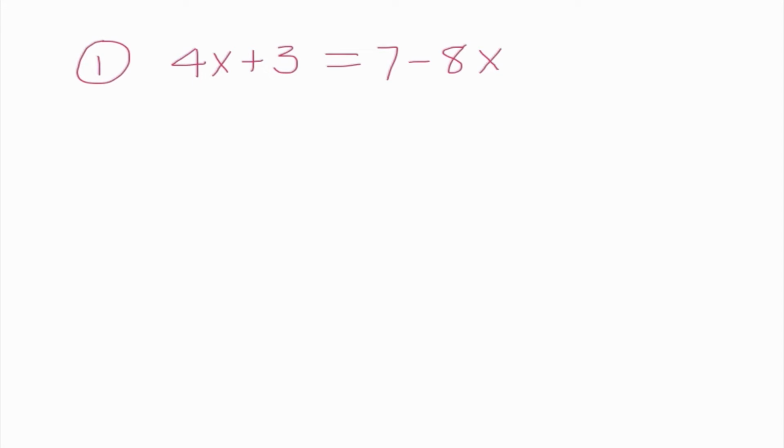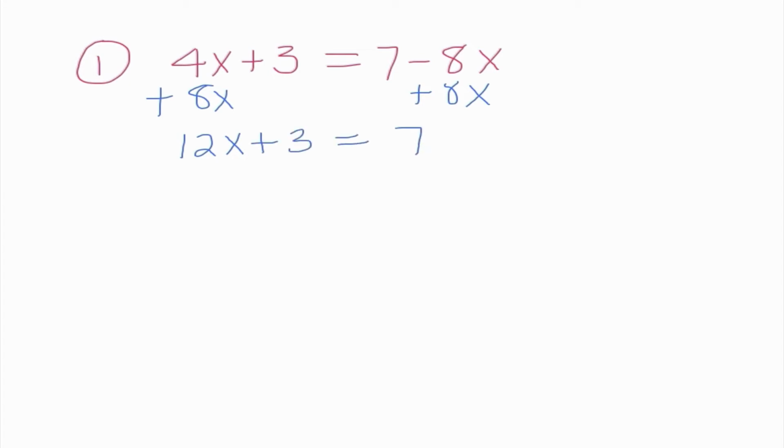I'm going to go ahead and write out all my steps here. Normally I wouldn't. I think that we can adequately add things in our heads. So if you choose to not write out all these steps in your homework, that is totally fine. But I'm going to begin by adding 8x to both sides. So I have 12x plus 3 is equal to 7.